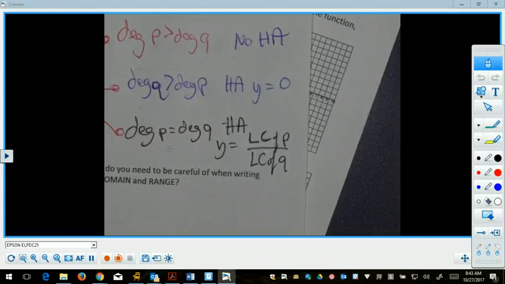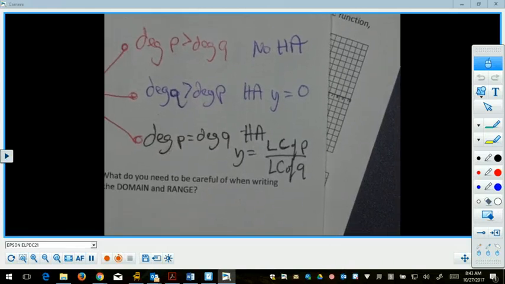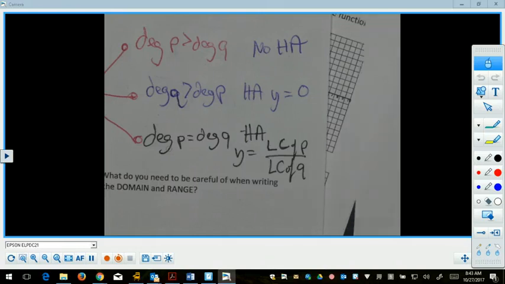So we'll look back at our other problems in a second to see how these work. I'm going to get another worksheet. So LC is lead coefficient. So I'm just looking back at this other page. I'll leave the rules up there so we can see it as we look at it. All right.